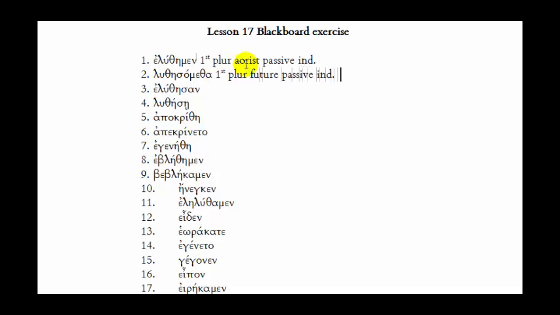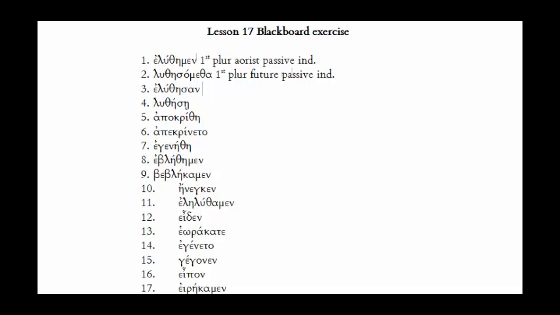Okay, what do these both mean? Well, eleuthemen means what? We were loosed, or we were freed. Okay, luthesometha would mean something like what? We will be freed. We will be loosed. Okay, all right. So do a few more of these here.